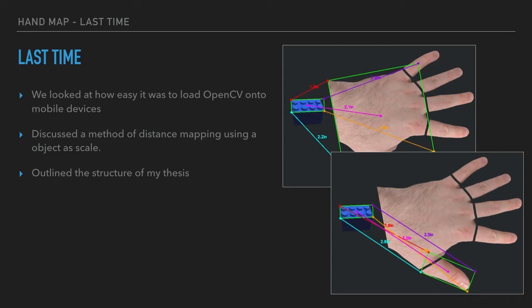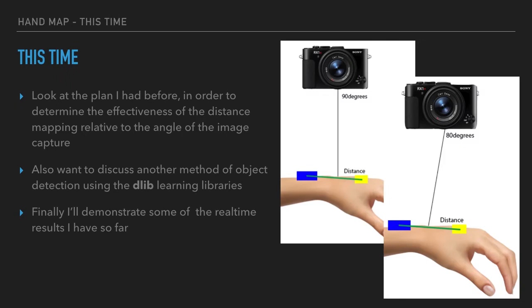my thesis. In today's video, the plan is to look at the idea that I had before in regards to finding out just how effective distance mapping is when the camera taking the image isn't directly overhead of the object. I also want to discuss another method of object detection using dlib learning libraries. And finally, I'd just like to demonstrate some real-time results of what I've got so far.